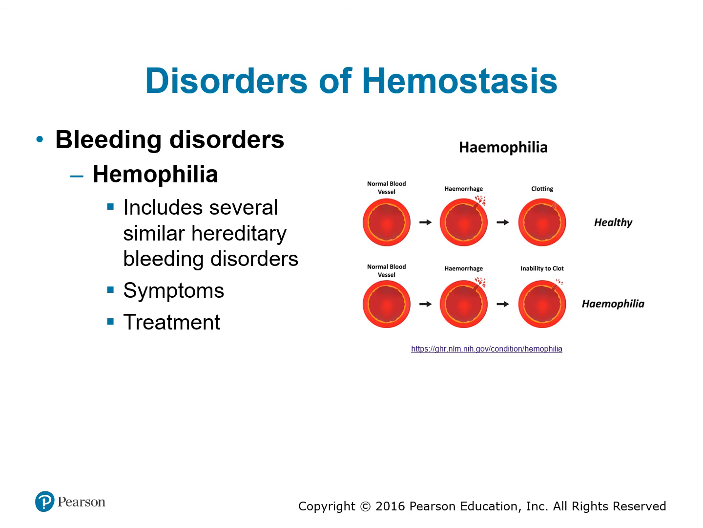The hemophilias are genetically inherited bleeding disorders, and there are three main subcategories of hemophilia. There's hemophilia A, which is the most common type, which is seen in more than 75% of all the cases. And hemophilia A is due to a factor VIII deficiency. Hemophilia B is due to a factor IX deficiency, and hemophilia C is due to a factor XI deficiency.